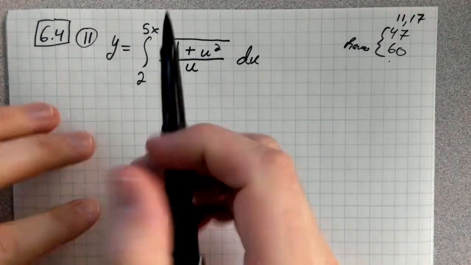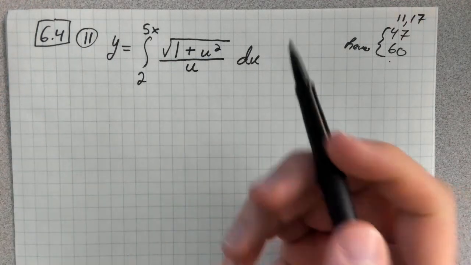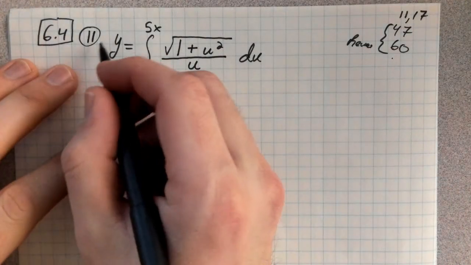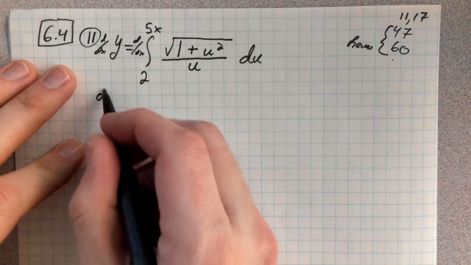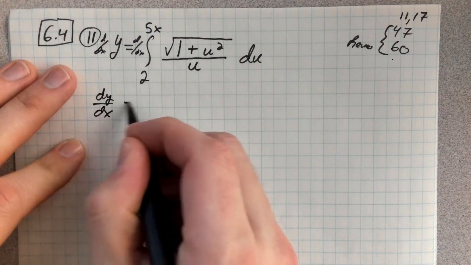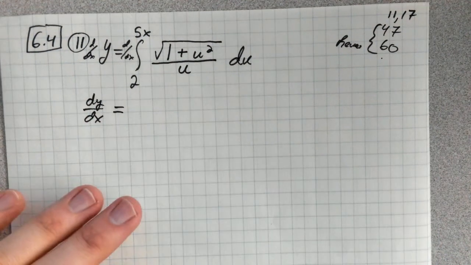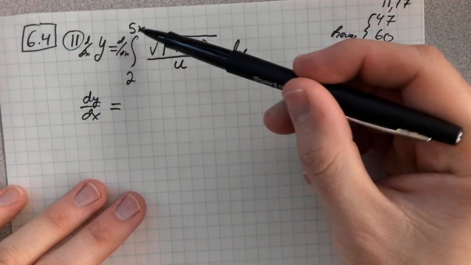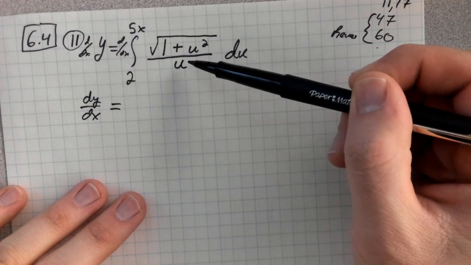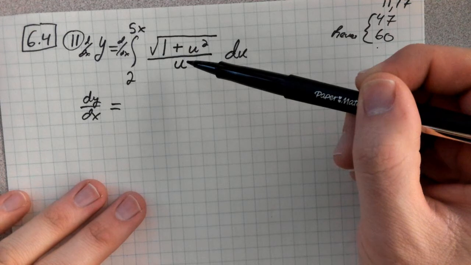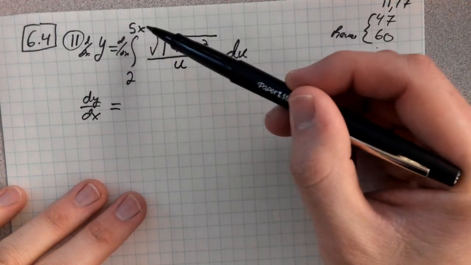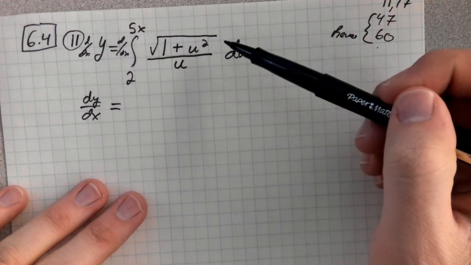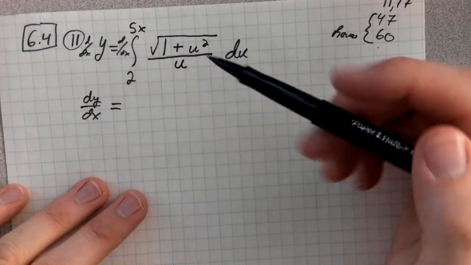All right, so we're trying to find the derivative, dy/dx. So dy/dx is just taking the derivative with respect to x on both sides. On the left, we get dy/dx. And on the right, the process is taking the upper bound and plugging it in for u, and if whatever you're plugging in up here is itself a function, then you need to multiply by the derivative of that function as well. Okay, so let's do that.